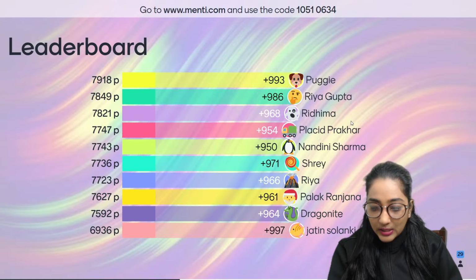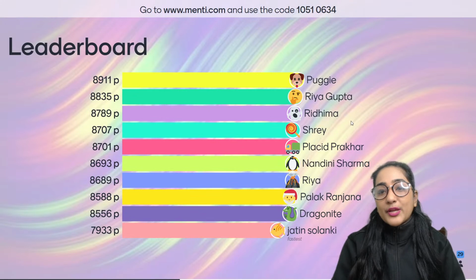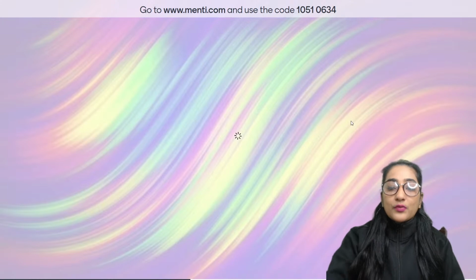Okay, so leaderboard here it is. Puggy, you are the first position. Rhea, Rithima, Shrey, Placid, Prakha, Nandini, Rhea, Palak, Dragonite and Jatin, you are the fastest one. Now we are moving ahead to the next question. Question number 10 on your screen.